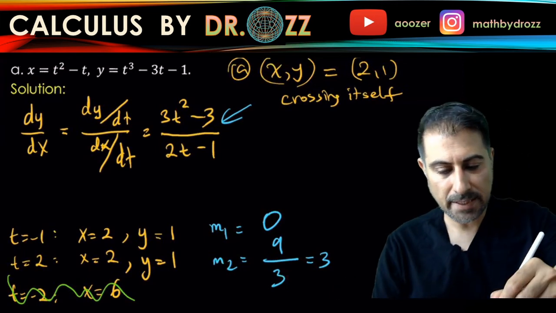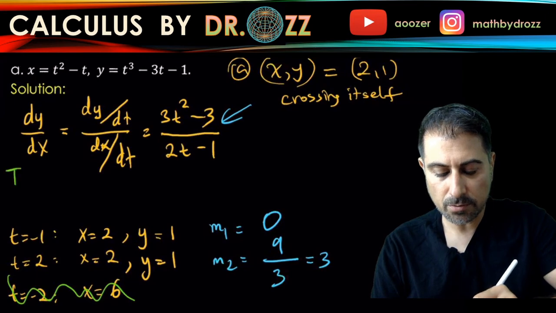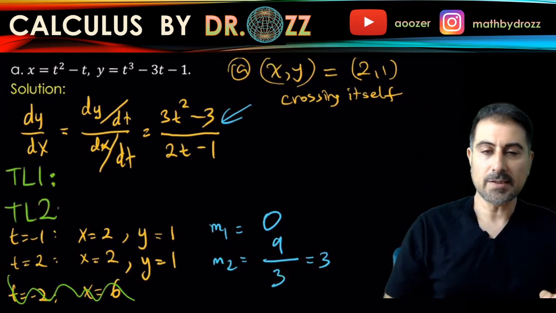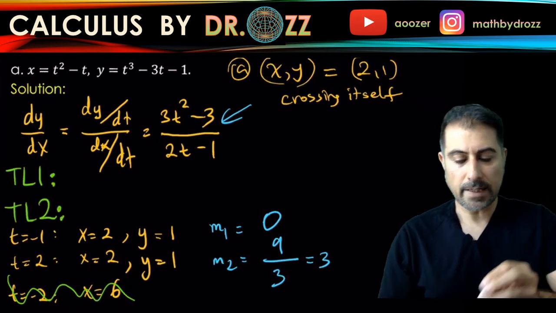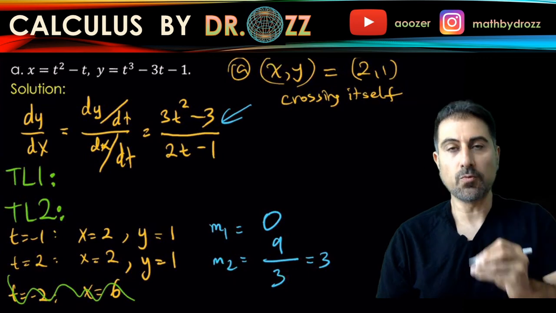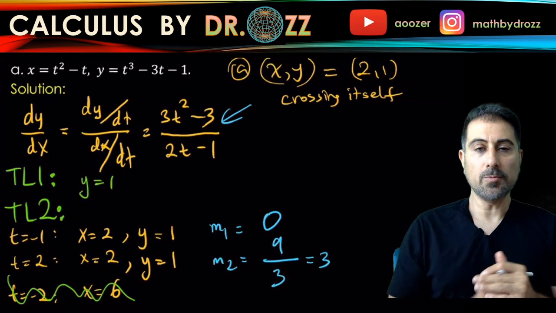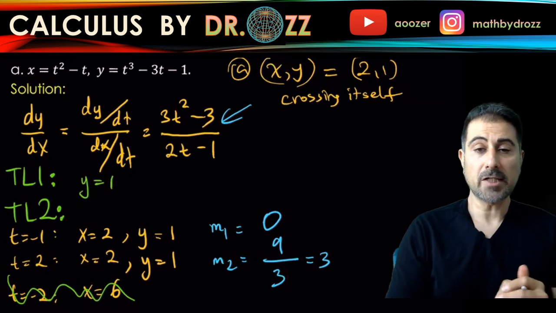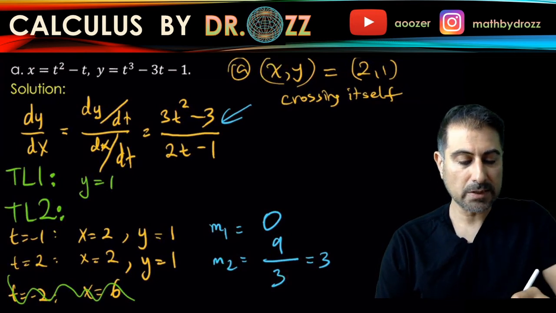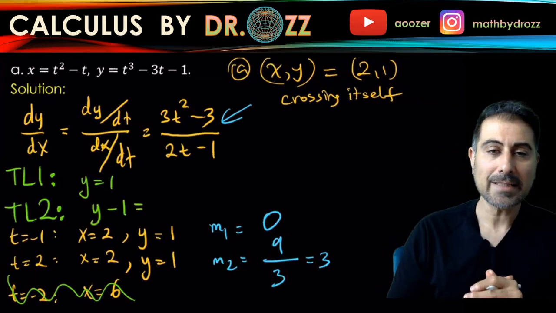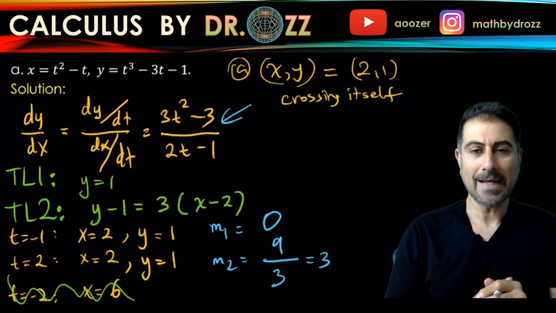All right, we have two tangent lines at the same point. So tangent line 1, tangent line 2. For the first one, it's pretty easy because m1 is 0. This is a horizontal tangent line, so that is, in fact, y equals 1. Okay, that's pretty straightforward. And for the second one, I'm going to use the point-slope form of the tangent line. So y minus the y coordinate of the point equals the slope times x minus the x coordinate of the point. So y minus 1 equals 3 times x minus 2.